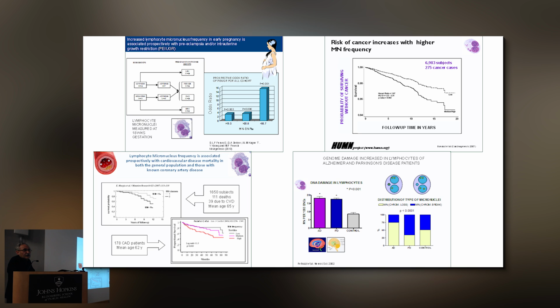In relation to dementia and other neurological disease, we only have cross-sectional data so far, and that is data showing that the micronuclei are increased in Parkinson's and in Alzheimer's disease. And interestingly, in Parkinson's, the micronuclei increase is mainly due to the breaks in DNA, whilst in dementia, it's due to chromosome malsegregation or losses.